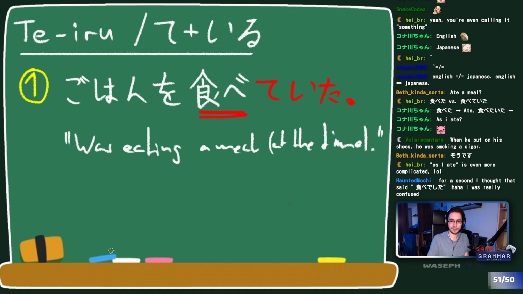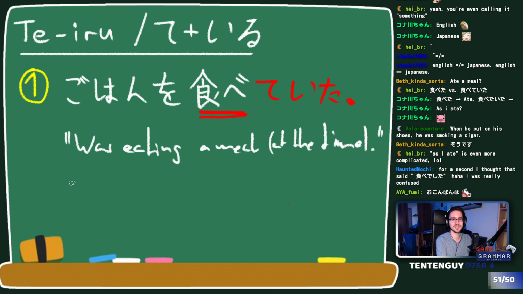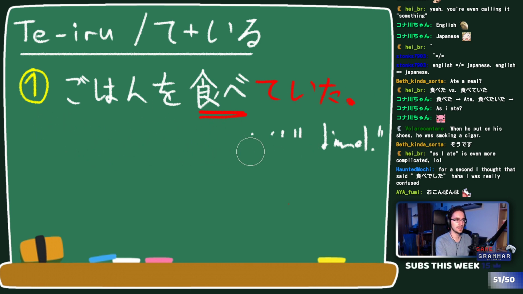Te-iru is a progressive tense. It just means that it's an ongoing action. So we are going to look at more examples of this. For a second, tabe deshita. Ayafumi-san, konbanwa. So, ご飯を食べていた, was eating a meal. So that means it was ongoing in the past.